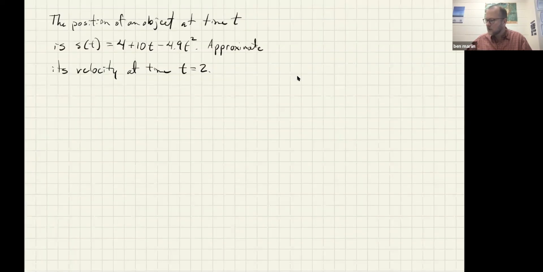So let's screen share here again, and hopefully this time it'll work on the iPad. 1, 2, 3, 4. Yay, it's going to work.